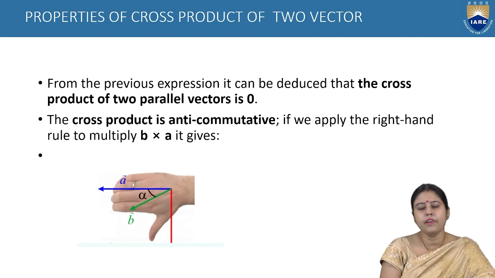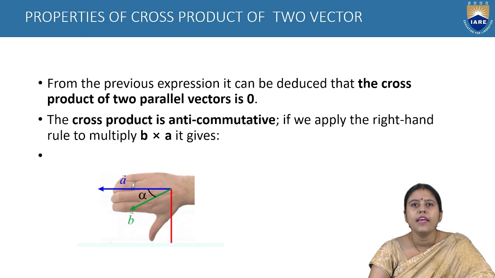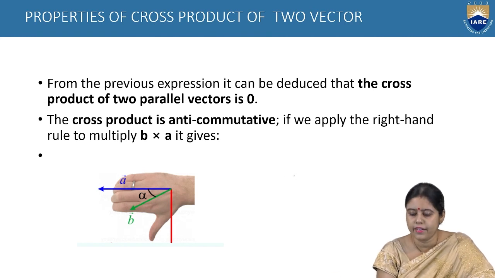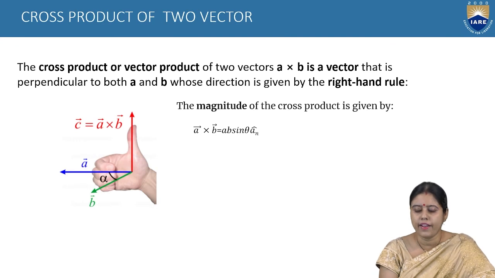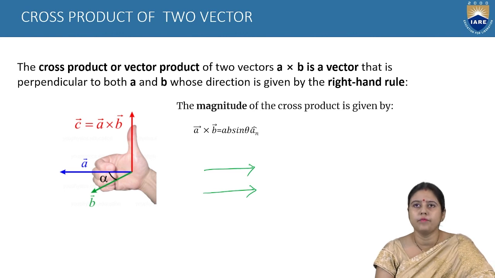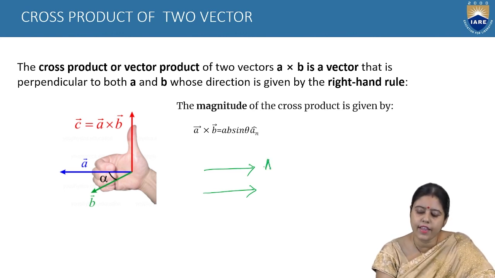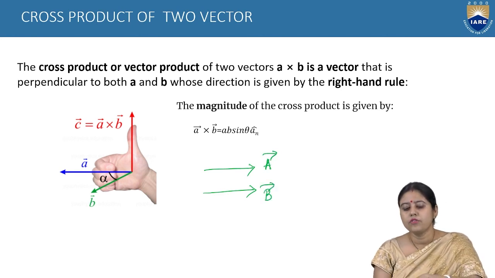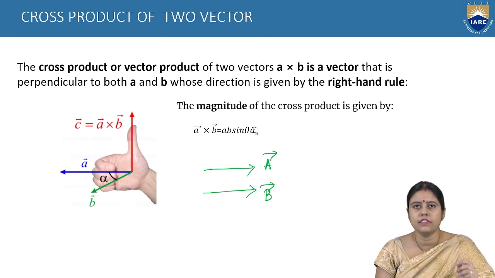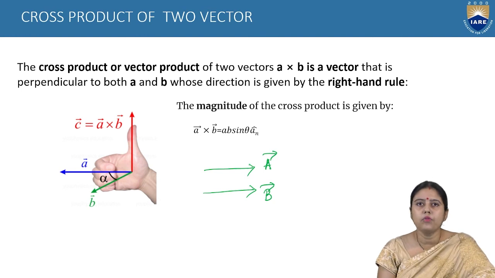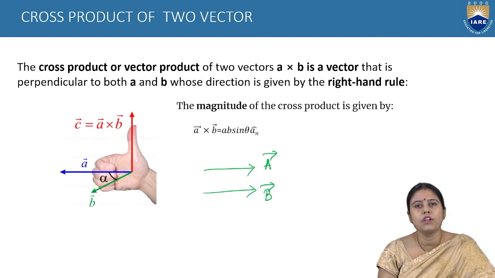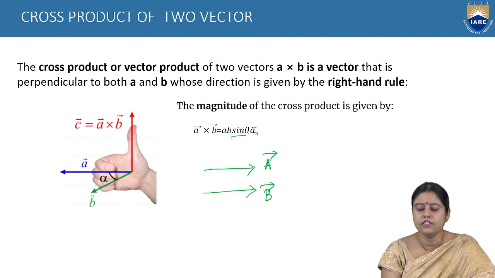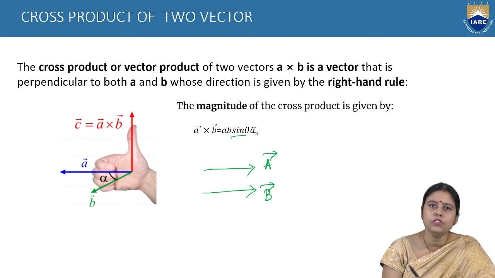So again, similarly, we will discuss some same formulas. If two vectors are parallel, say this is our A vector and this is our B vector, what is the angle between them? The angle is 0. So if two vectors are parallel to each other, A cross B equals 0, as the angle is 0 and the formula has sin 0. So sin 0 is equal to 0.